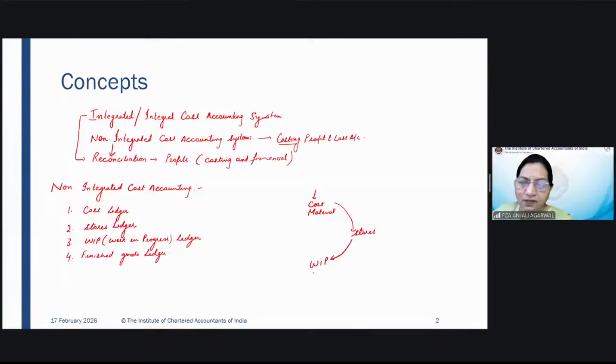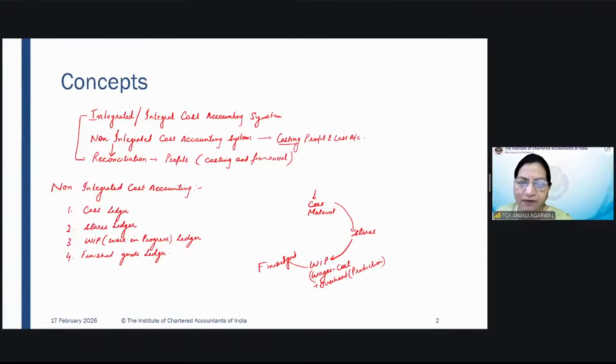Now here, another cost is applied, wages, which is again a cost which will be applied to whatever you are producing. Plus overheads would be applied to this. Which type of overheads? Production overheads. You can call it production, manufacturing, works, or factory overheads. Once you apply the wages and overheads to the material, this converts into finished goods. So from WIP, it will move to the finished goods account or finished goods ledger.